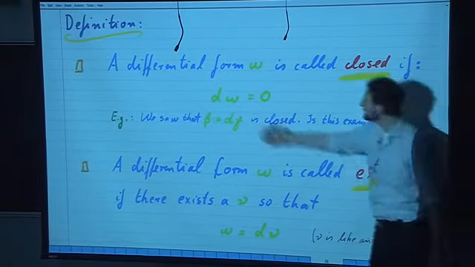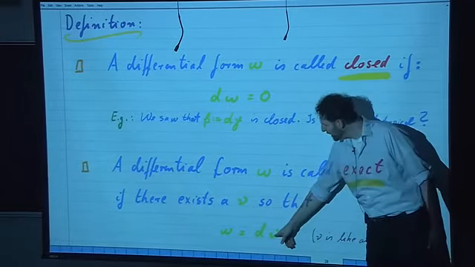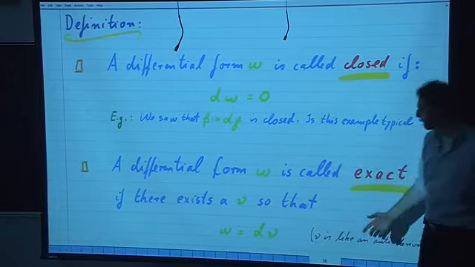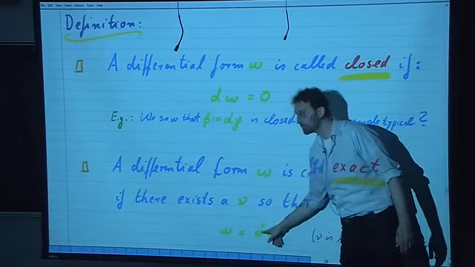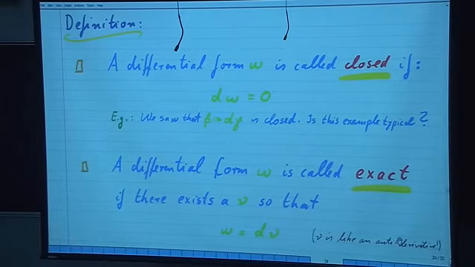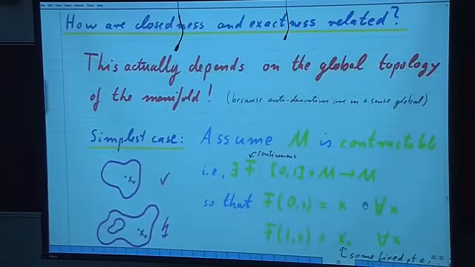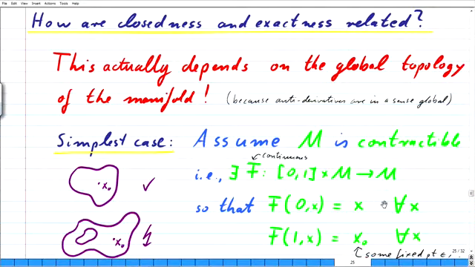And omega being the d of something is as if nu were the antiderivative of omega, right? Because this is like a differentiation. Just keep that picture in mind. So how are closedness and exactness related? It turns out that that is a global question, a question that cannot be decided locally on the manifold, but only globally. It depends on the global topology of the manifold.